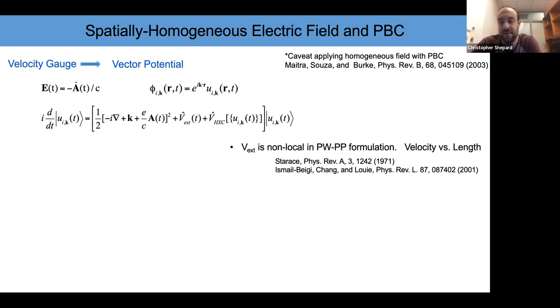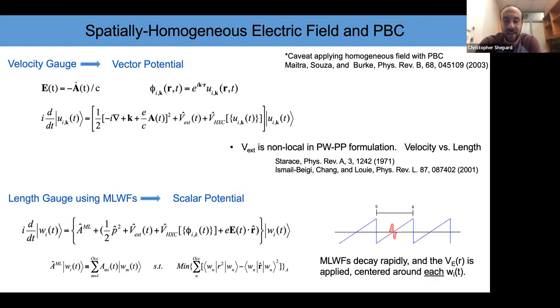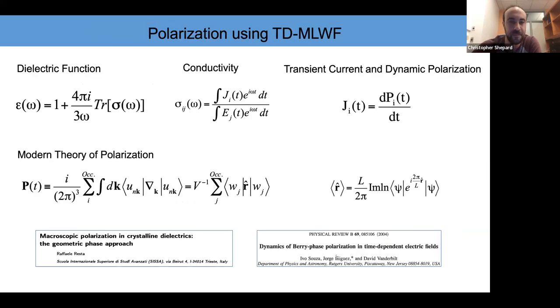One is to use the velocity gauge and a vector potential, but since our code is a plane wave pseudopotential based code, implementing the external potential, which is non-local, is very difficult. So instead, we use the length gauge and use the Wannier functions to implement a scalar potential, where we can essentially apply an identical electric field to every Wannier function in the simulation cell, since the tails decay very rapidly as long as they're highly localized. And that way we can simulate the spatially homogeneous electric field.